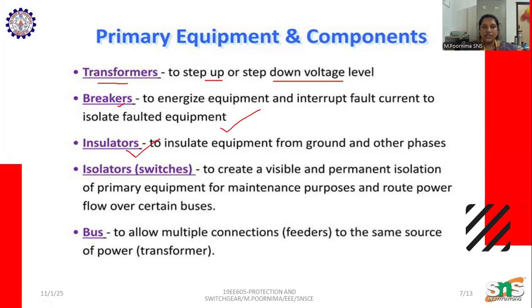Next are insulators, to insulate the equipments from ground and from other phases, and isolators, which are also called switches, to create visible and permanent isolation of primary equipments for maintenance purposes, and to route power flow over certain buses. The last one is the bus, which allows multiple feeder connections to the same source of power transformers. So these are the primary equipments and components of power systems.